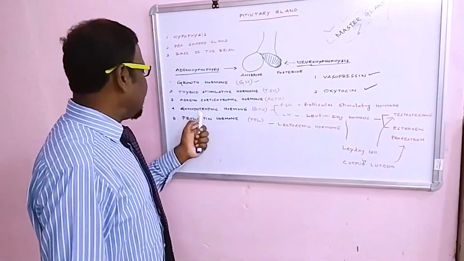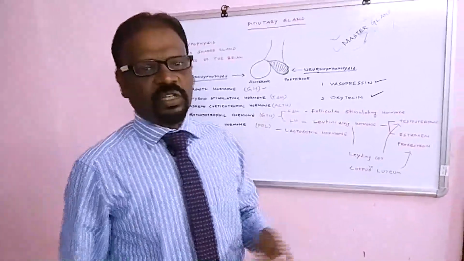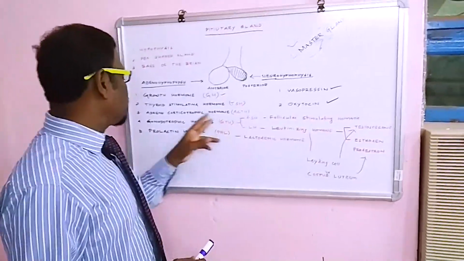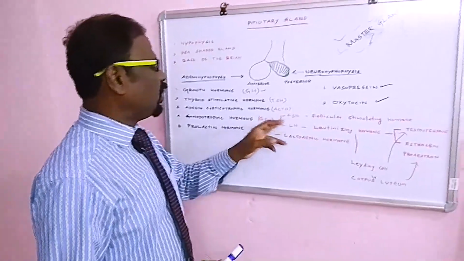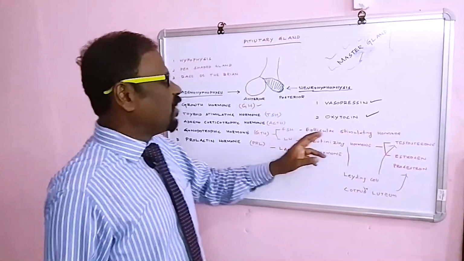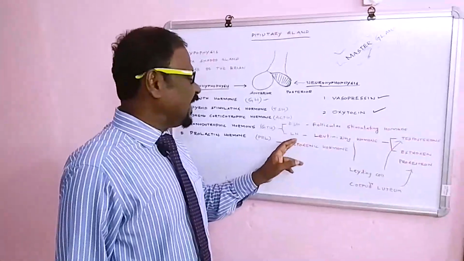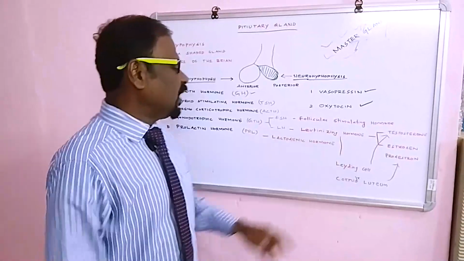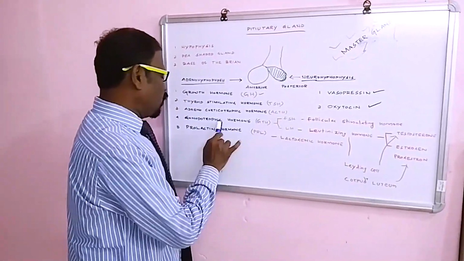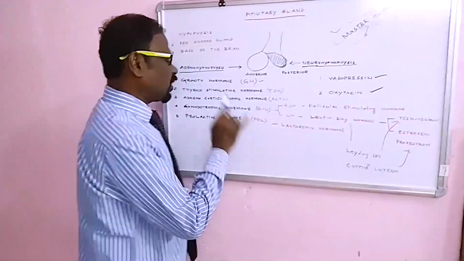And another one is the gonadotrophic hormone, that is called the sex hormone. So there are two types of sex hormones produced by the gonadotrophic hormone. One is FSH. FSH means follicular stimulating hormone. And another one is LH, luteinizing hormone. These two hormones are called the gonadotrophic hormones.